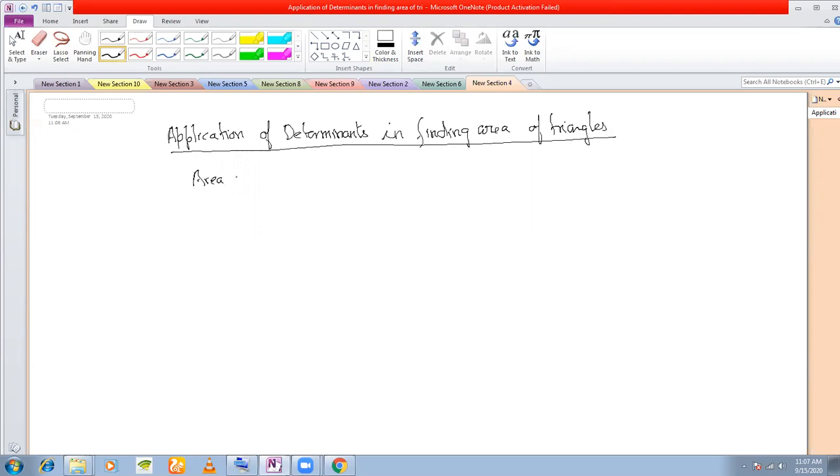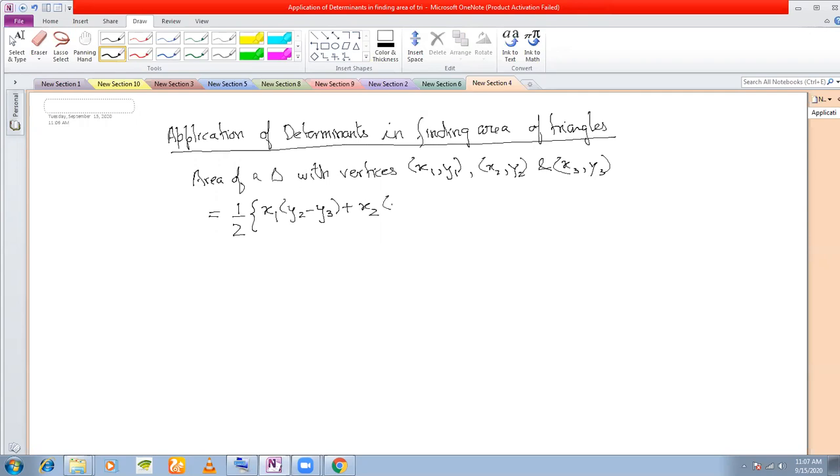Area of a triangle with vertices (x1, y1), (x2, y2) and (x3, y3). If you remember last year, what was the area expression I had given you? Half of x1 (y2 minus y3) plus x2 (y3 minus y1) plus x3 (y1 minus y2). If you remember, this was the expression I had given you, right?